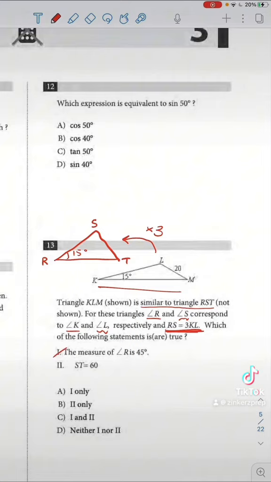So in statement 2, they're telling us that ST is equal to 60. Well, based on this RS is equal to 3 times KL, we figured out that the bigger triangle has to be 3 times the smaller one. So if this LM in here is 20, the corresponding side of it has to be 60, which would be exactly this one over here. So we know that statement 2 is going to be correct. So B is the correct answer.